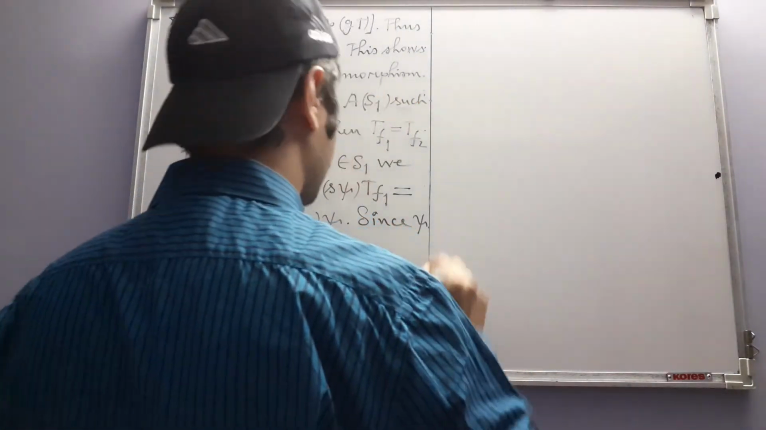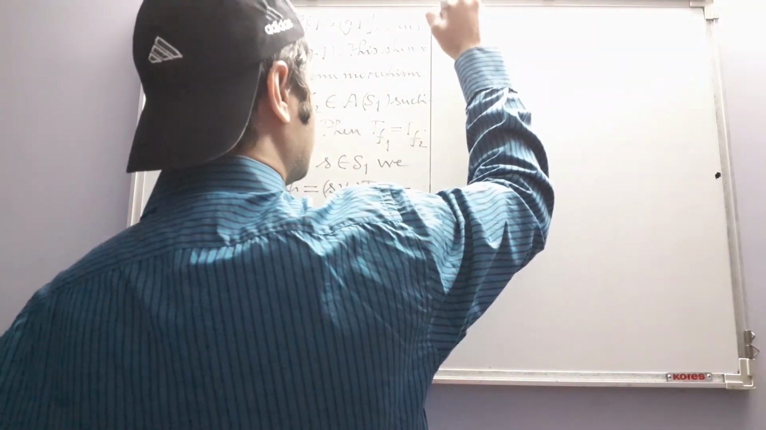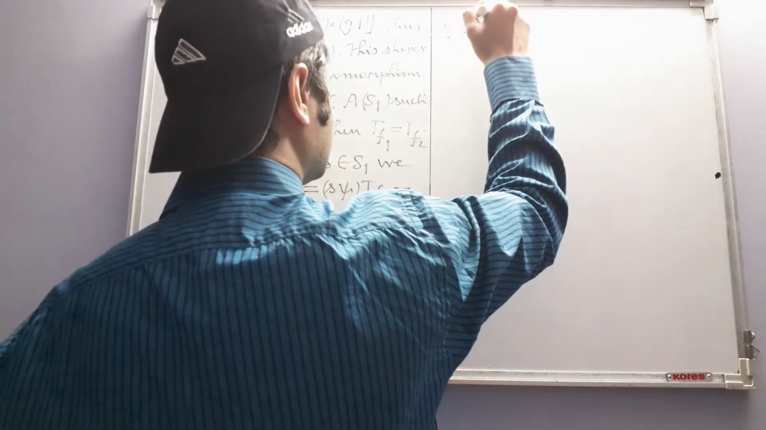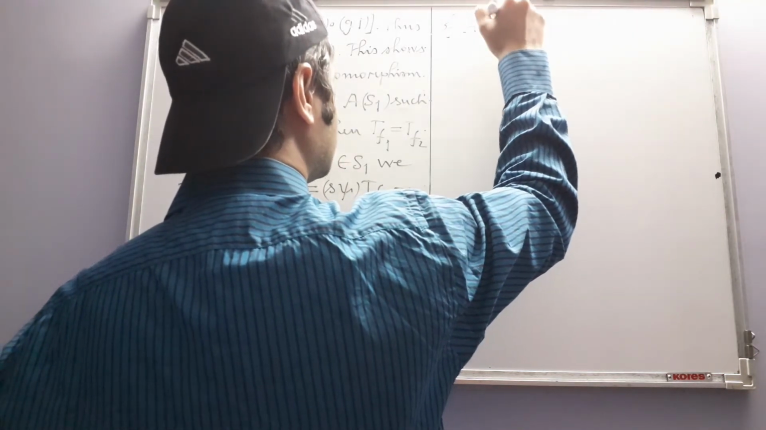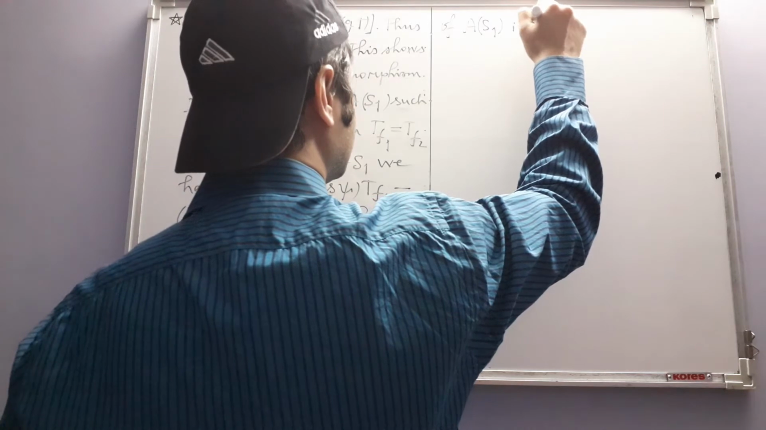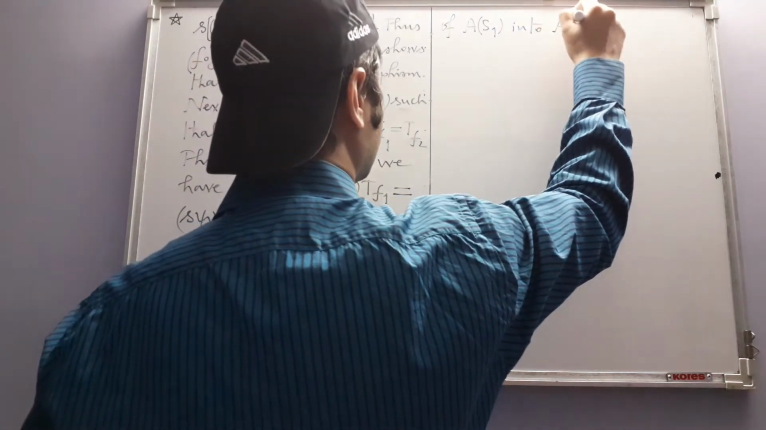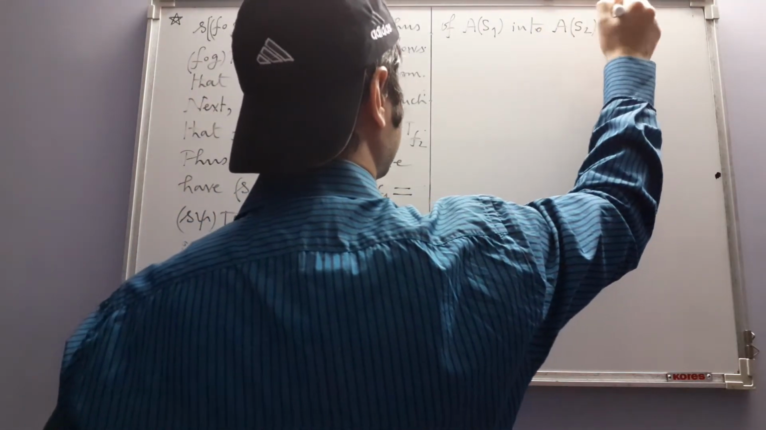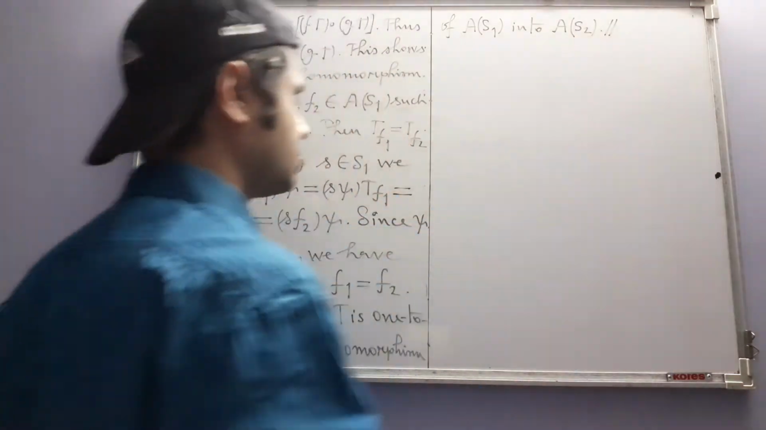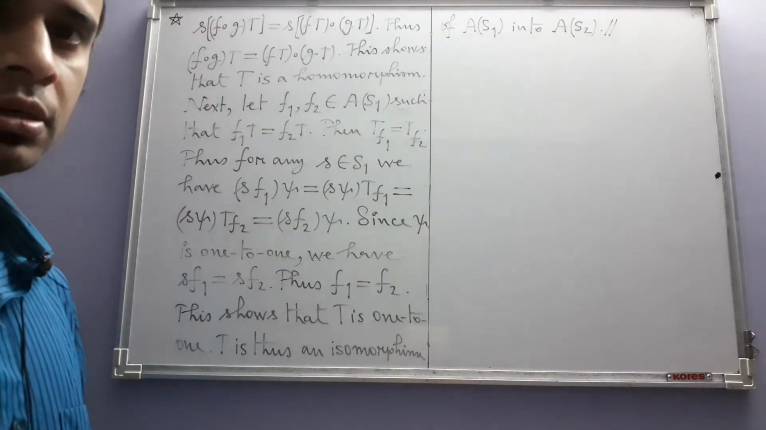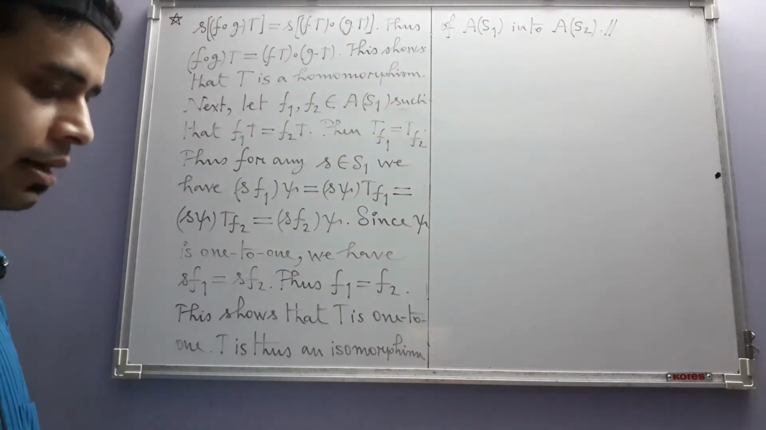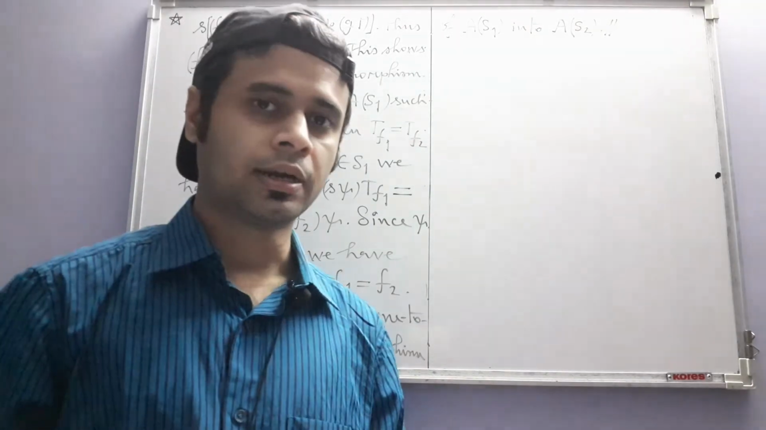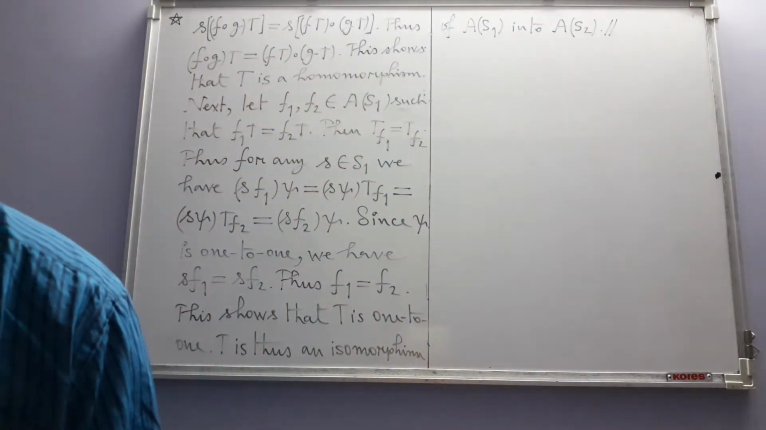T is thus an isomorphism of AS1 into AS2. So this completes this set of exercises, and now we start the next section on automorphisms.